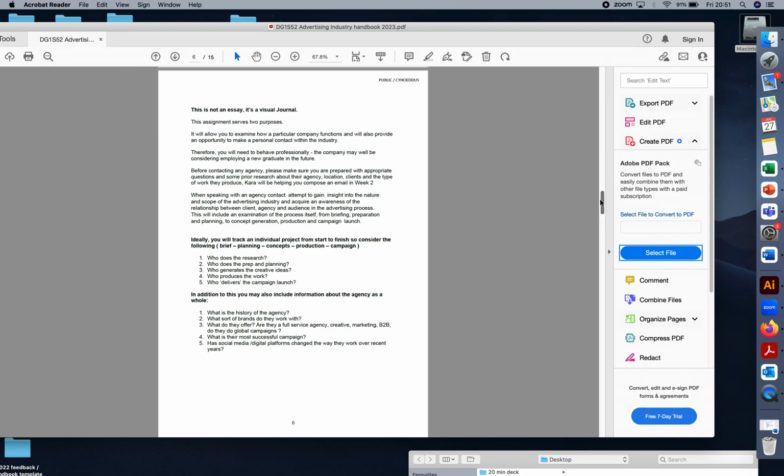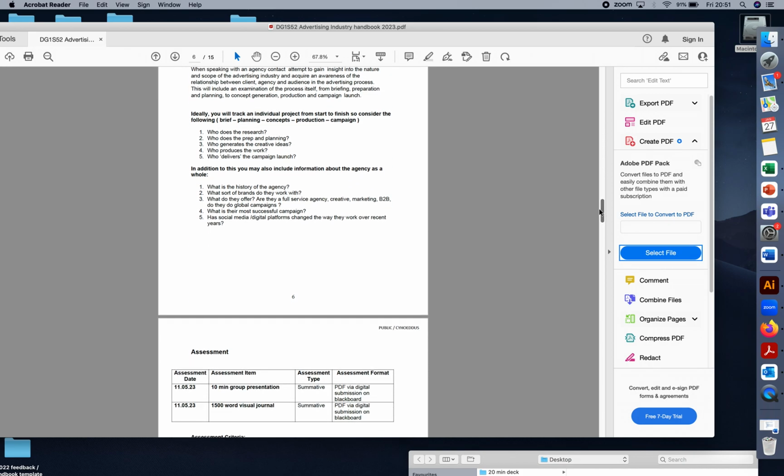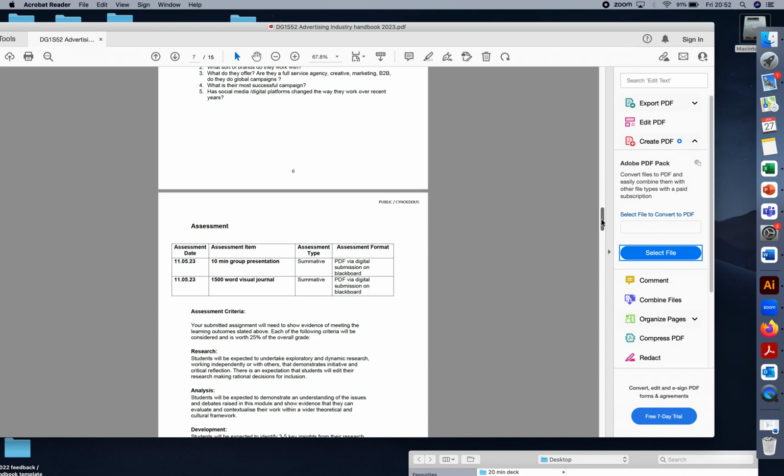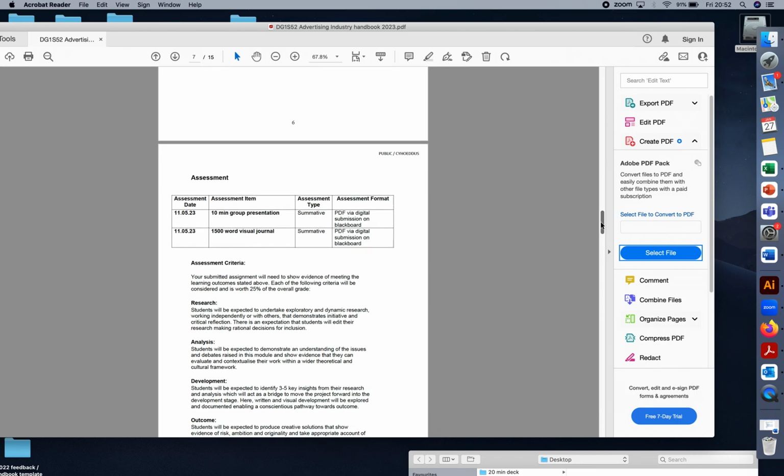Again, we can talk about this, but the essence is you are writing a visual journal, 1,500 words. You're reaching out to an ad agency or agencies, interviewing people. Obviously, you're quoting them, but then you put your own thoughts and feelings into this, and you're putting this together into a visual journal. They're the 2 elements that you have to do. And there, as you can see, you've got the 10-minute presentation and the 1,500 word journal. So below then, you've got your normal research, analysis and outcome.